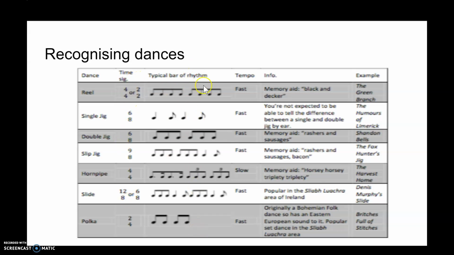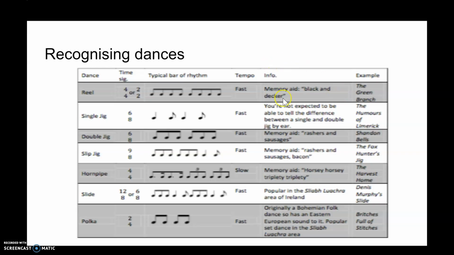Now let me just pause and talk about this for a moment. For example, the reel, which is in 4/4 or 2/2 time, that bar of rhythm you see there is 8 quavers. That does not mean every single bar of every reel ever written has 8 quavers in it. It is a typical bar of rhythm for a reel. It's also helpful if you can give an illustration of these rhythms when writing your essays. It can be very helpful. The tempo is fast, and that's relevant.